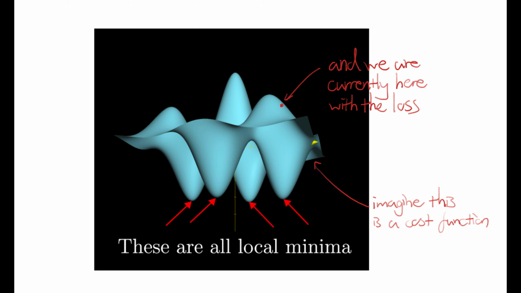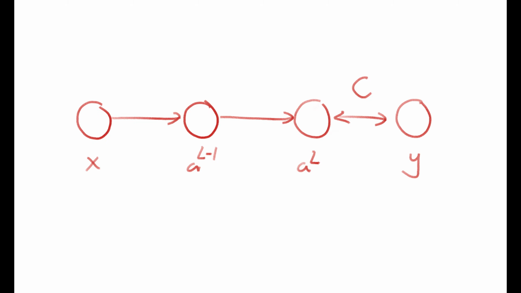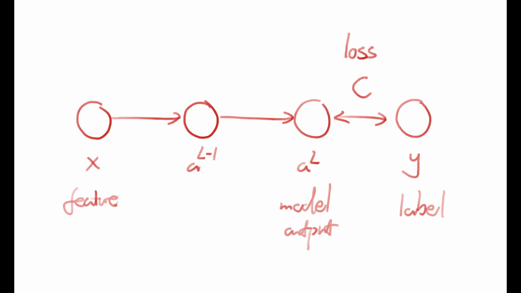To make this concept easier to grasp, let's start with a simplified model. This part might get a little heavy on annotations and involve a bit of derivative calculation, but stick with me. Now what you see here is a neural network with two neurons, AL and AL-1. The input feature is X, the model output is AL, Y is the label, and C is the loss function.